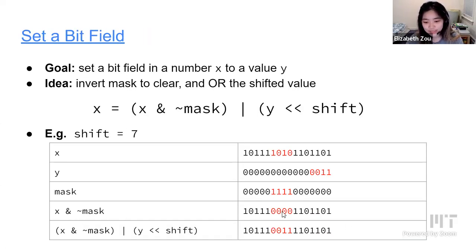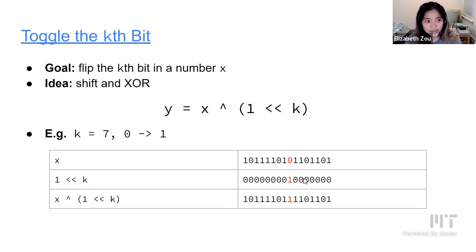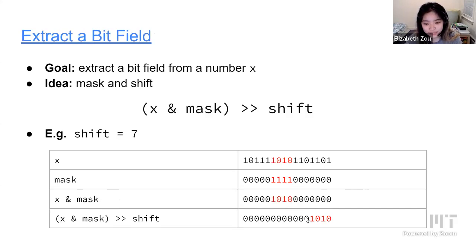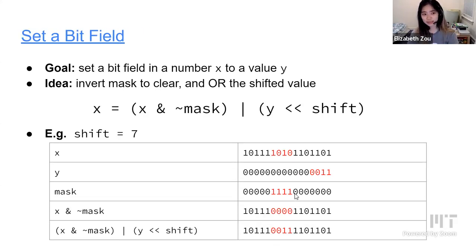So you clear these 4 bits from the original number, you take the y, shift it over, and then you take the or. So the or is the same as setting the kth bit, where you just take the or. So that's here. It's basically combining the previous tricks and putting them together. So now you can arbitrarily set chunks of bits in a number very quickly by using bit operations.